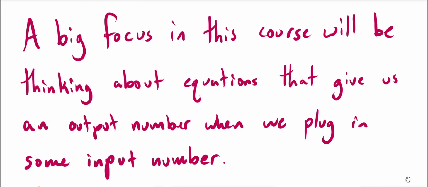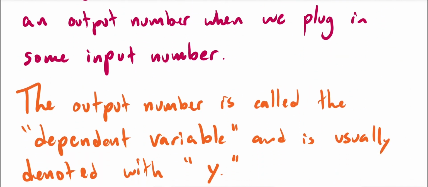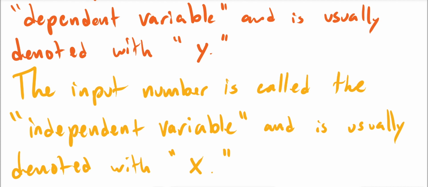Now, a big focus in this course is going to be plotting pairs of numbers that will, in some sense, let us visualize an equation and give some picture that represents it. Usually to do this, we solve the equation for one of the variables involved and treat that as an output. And some other number, which will be inside the equation, will be our input. This output number is usually called the dependent variable and is denoted with a y. The input number is called the independent variable and is usually denoted with an x.